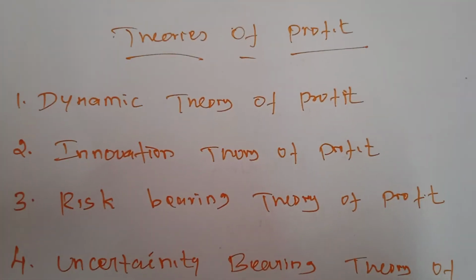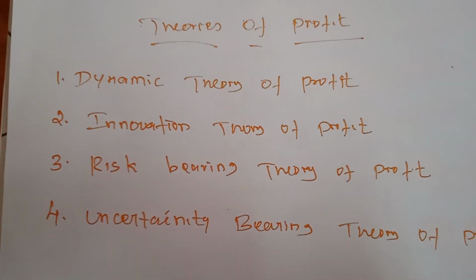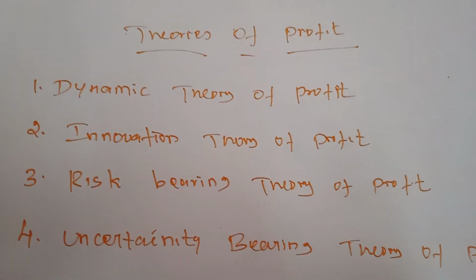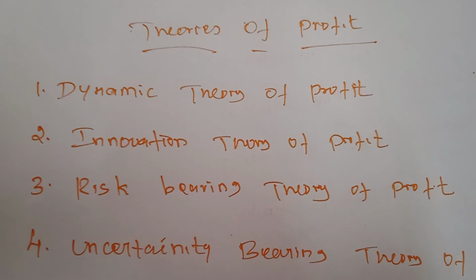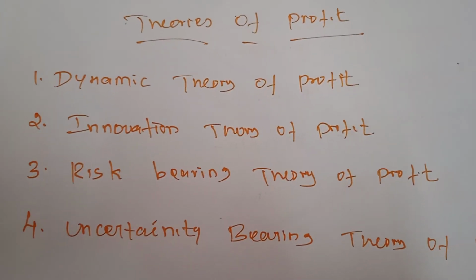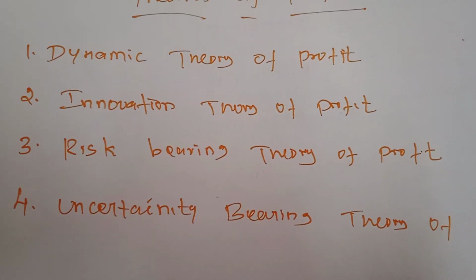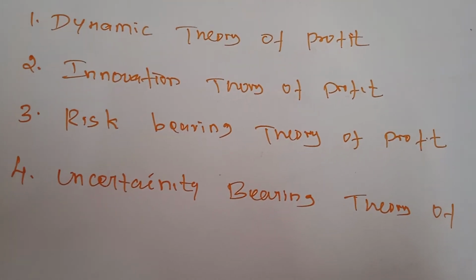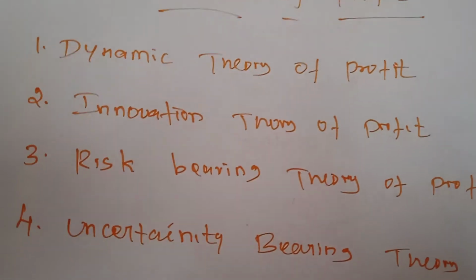Next, the theories of profit. For explaining profit, some theories are there. By explaining these theories, we can understand profit. Here four theories are there: the dynamic theory of profit, innovation theory of profit, risk bearing theory of profit, and uncertainty bearing theory of profit. First we will study the dynamic theory of profit.